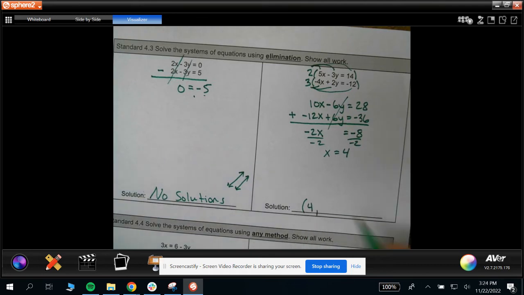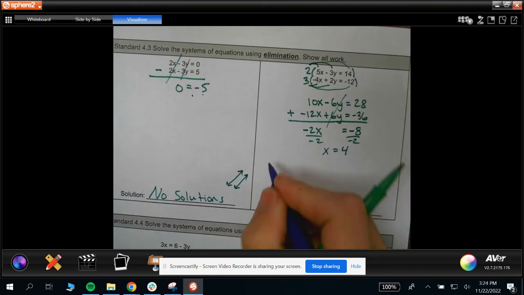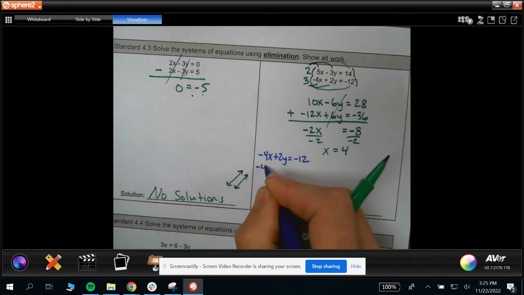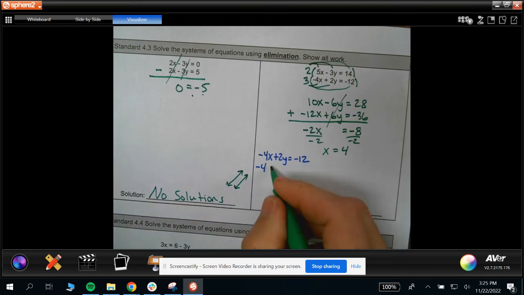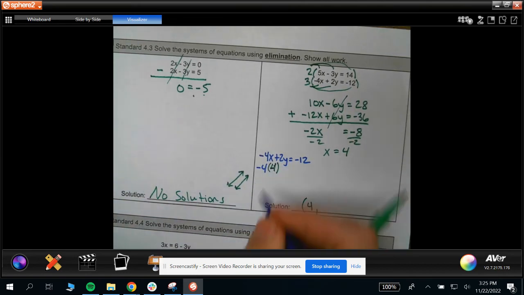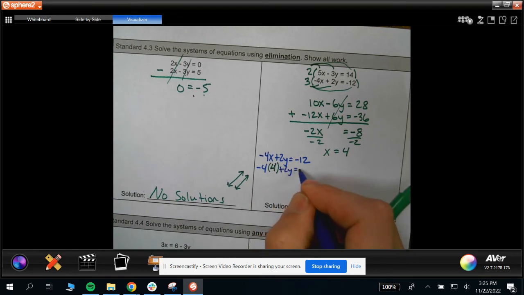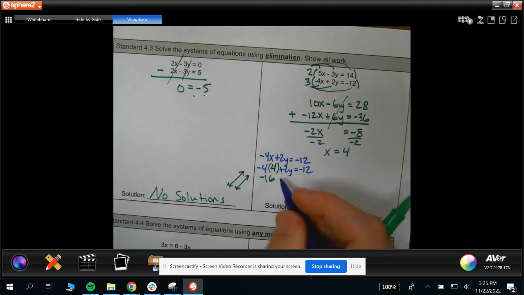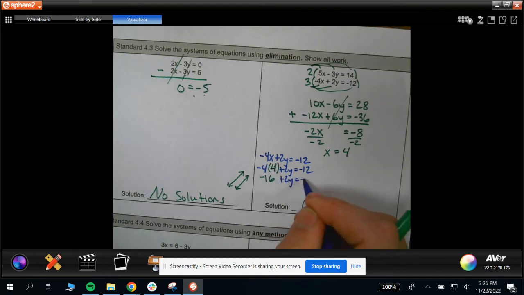Am I done? Not yet. I have to find y. So I can see negative 4x plus 2y equals negative 12. I'm going to replace x with what I found earlier to be 4, so negative 16 plus 2y equals negative 12.